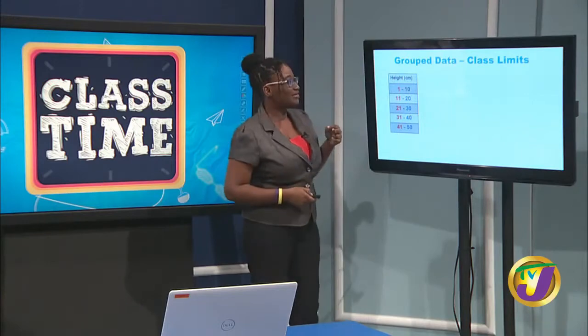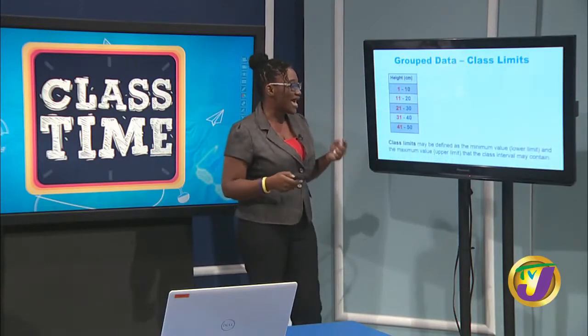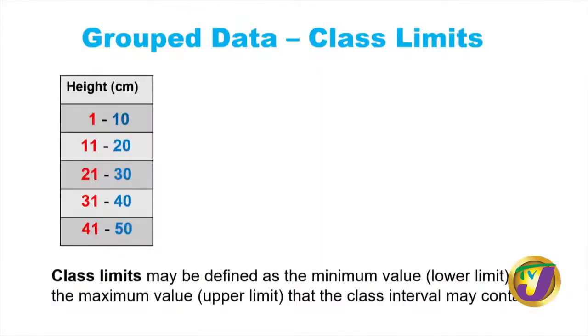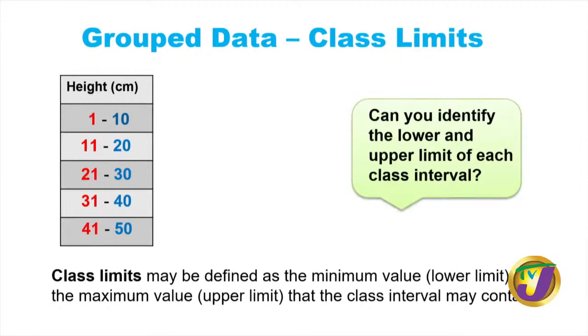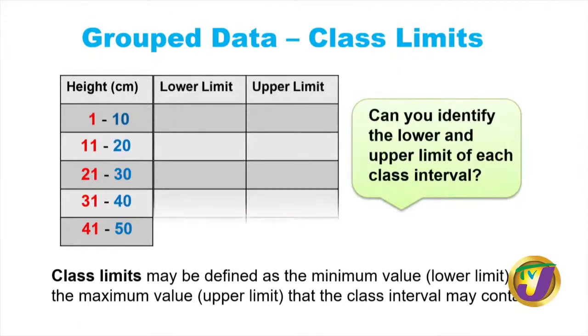All right. So let's see what we have here. Now, the class limits may be defined as the minimum value, or in other words, the lower limit, and the maximum value or upper limit that the class interval may contain. All right. So with that definition, can we identify the lower and upper limit of each of these class intervals? I wonder if the viewers at home can. Students, can you? I hope so.